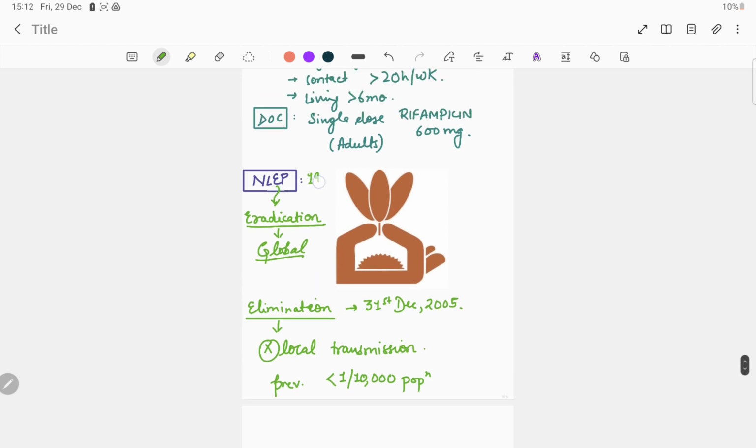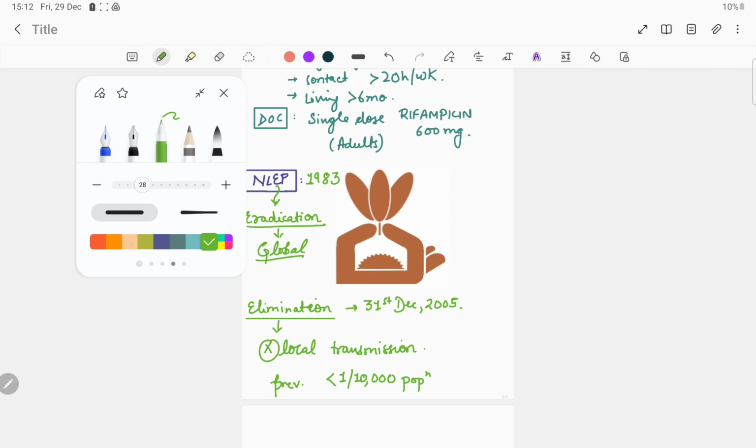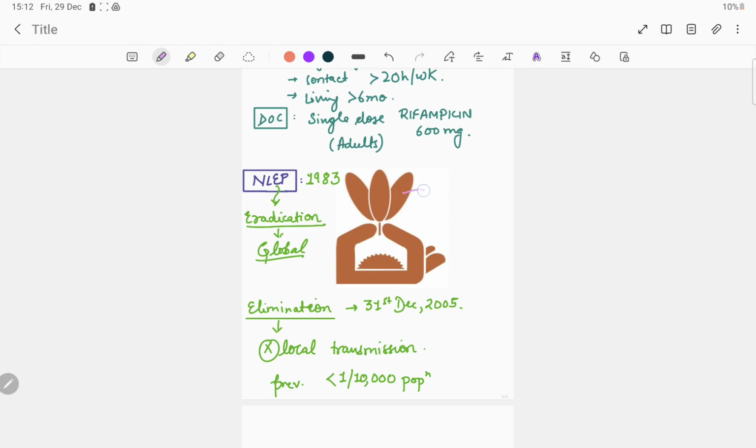This NLEP program was launched in the year 1983, and this is the symbol of this program. What does it denote? There is a lotus. Lotus denotes beauty and purity. That is, these leprosy persons are still pure. There is an affected thumb, which denotes that leprosy patients are useful members of the society. And there is a ray of hope, which is denoted by this rising sun. So this rising sun denotes hope and optimism.